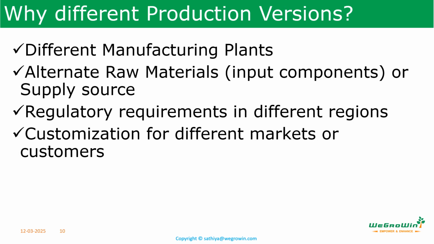Why do we have different production versions? We saw from a simple example the manual pouch or the machine packing. Like this, there may be different manufacturing plants, or alternate raw materials which will be used, or materials procured from different sources like import or domestic, or regulatory requirements in different regions, or customization for different markets or customers. For these things, different production versions may be required.